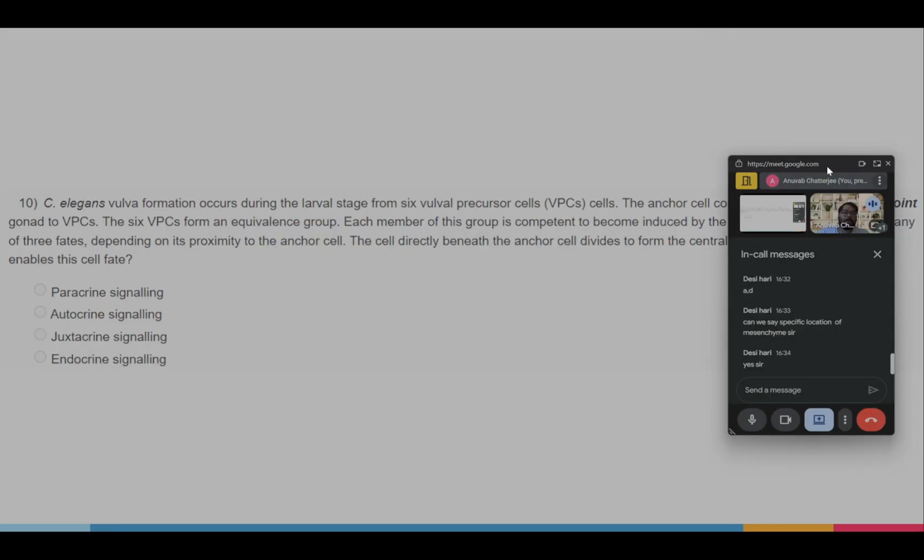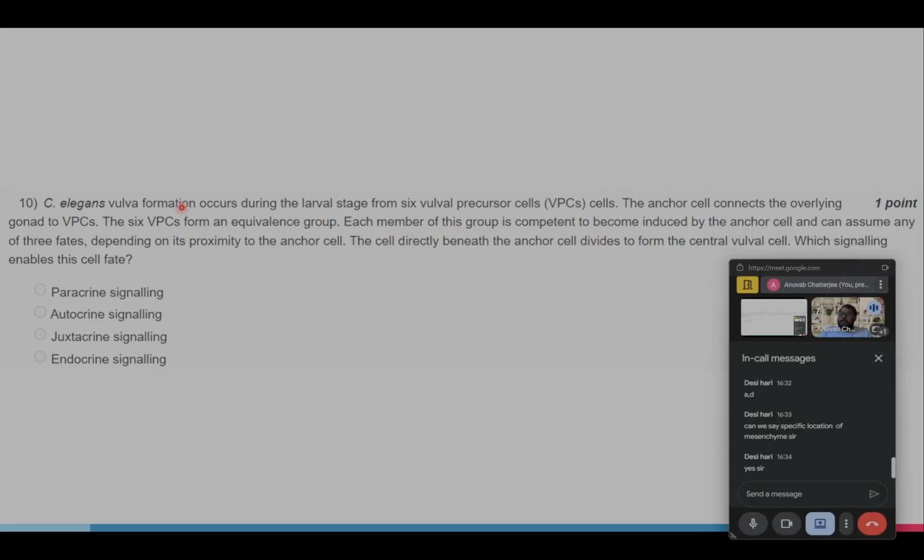So, moving on to the next question. This is a big question. C. elegans vulval formation occurs during the larval stage from 6 vulval precursor cells, VPCs. The anchor cell connects the overlying gonad to the VPCs. The 6 VPCs form an equivalence group. Each member of this group is competent to be induced by the anchor cell and can assume one of three fates depending on proximity to the anchor cell. The cells directly beneath the anchor cell divide to form the central, or primary, vulval cell. So which signaling enables this fate?